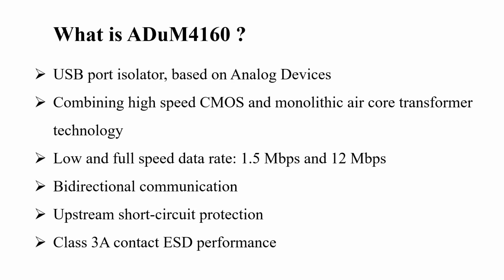What is the ADuM4160? It's a USB port isolator from Analog Devices. It combines high-speed CMOS and monolithic air core transformer technology for better isolation. It comes with two data rates: 1.5 Mbps, which is low speed, and 12 Mbps, which is full speed. It allows bidirectional communication. It has upstream short circuit protection, and it also has Class A compact ESD performance protection.